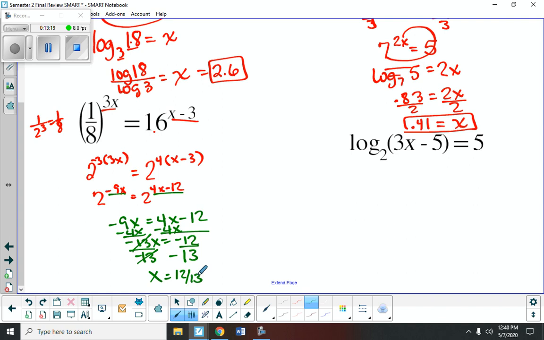And the last problem on this page, the x is inside of the logarithm, and we can't solve it this way, so we're going to put it in exponential form. So 2 to the 5th power equals 3x minus 5. 2 to the 5th is 32. And then we solve.